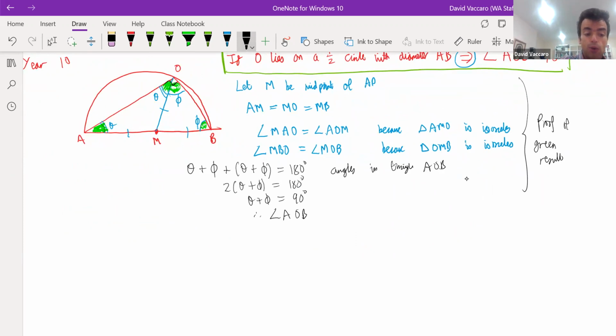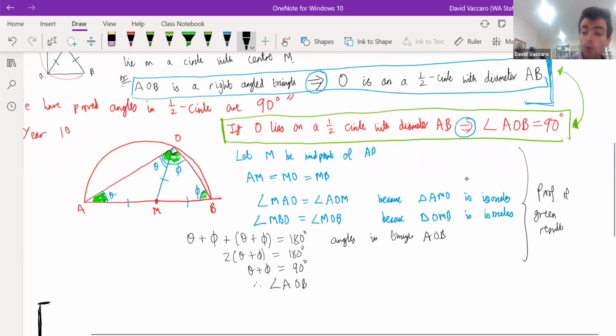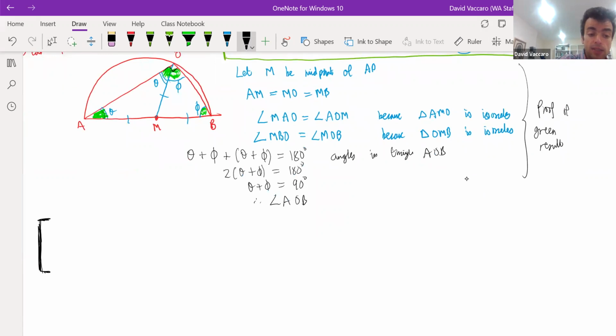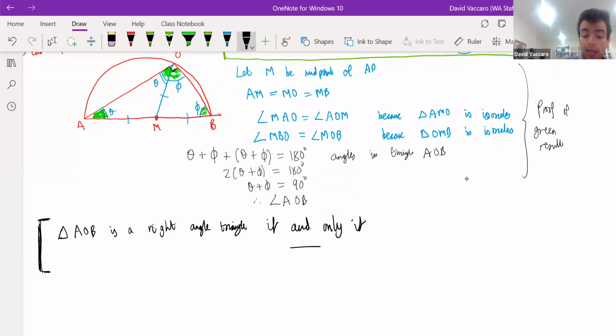Now, how might this result appear on a STEP paper, or what might be the kind of command word in a STEP paper, is that what we've proved, if we combine the blue and the green result, okay, we've shown that the triangle AOB is a right-angled triangle if and only if, so that's the statement, which means that the implication goes both ways, if and only if O lies on a semicircle with diameter AB.